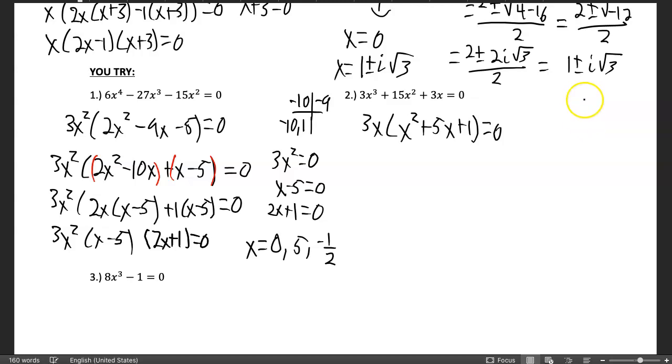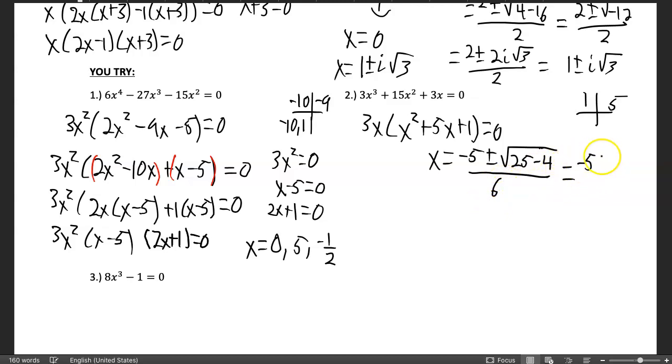Now we try to do our ACB chart. We're looking for factors of 1 that add up to 5. And nothing's going to work. So we're going to need to do the quadratic formula. We get x is equal to negative 5 plus or minus the square root of 5 squared, or 25, minus 4 all over 2 times 3, or 6. So this will be equal to negative 5 plus or minus the square root of 21 over 6.